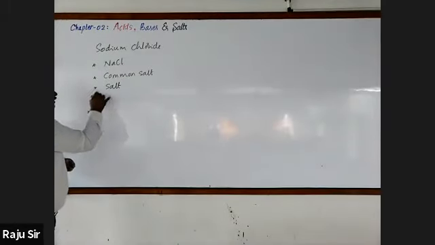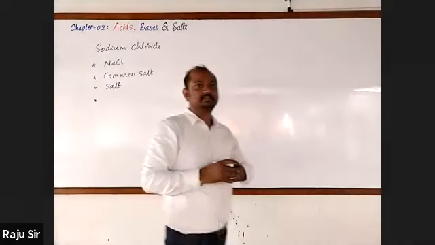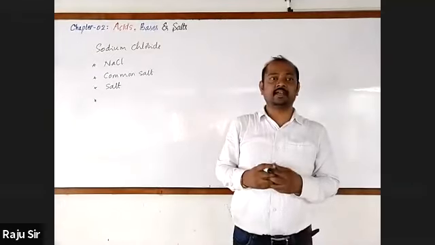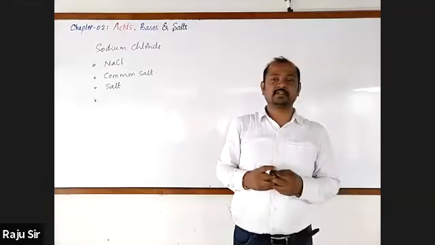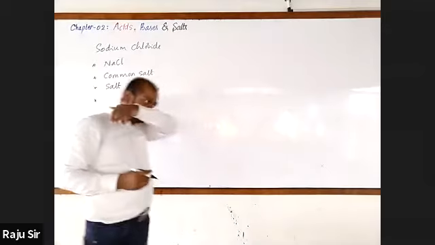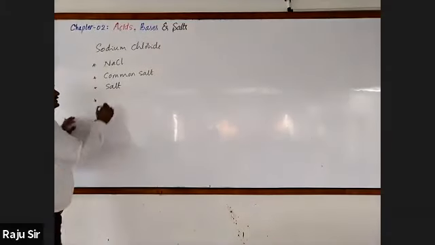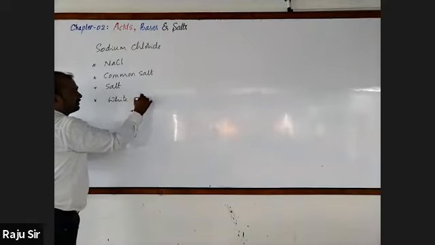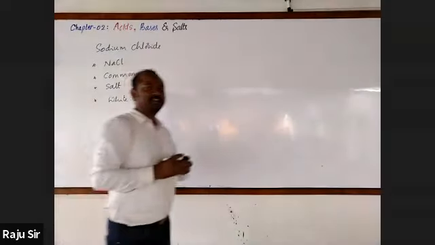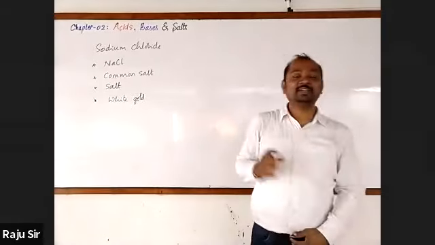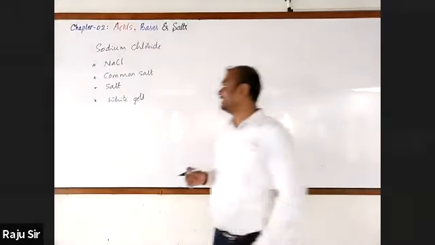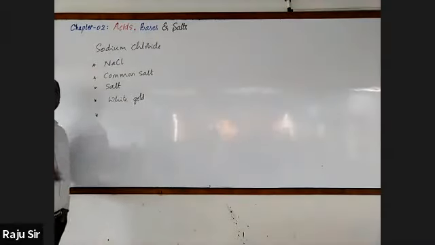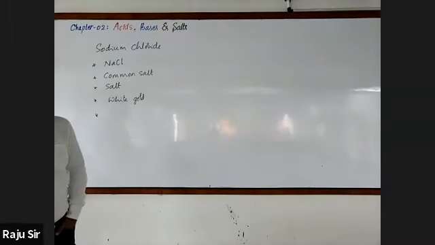What is the other name given for sodium chloride? It is white in color, so it is also called white salt, or white gold. Then, what about its availability? It is found in coastal areas.